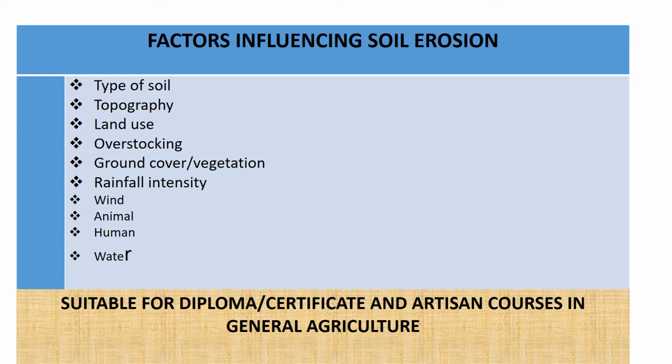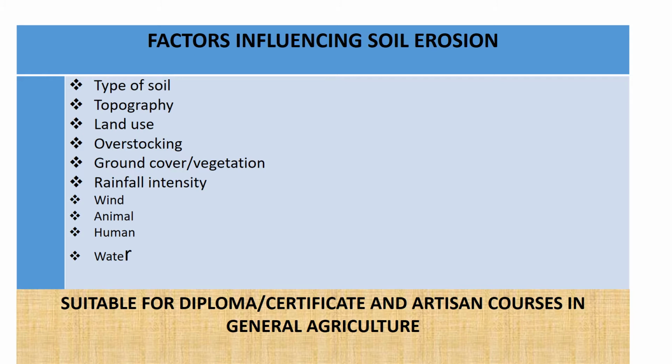Factors influencing soil erosion. We shall list them, then later on we'll describe them one by one in detail. The first factor that affects soil erosion is the type of soil. When we talk of the type of soil, we will look into different types of soil, whether they are clay, loam, or sand, and their constituents. We will look at how these types of soil influence the process of soil erosion.